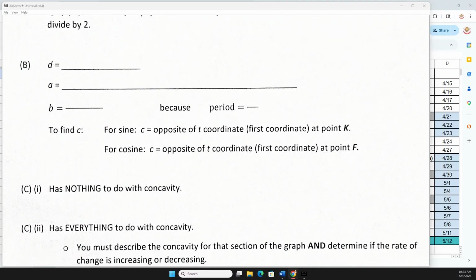Okay, do you guys remember what D stands for? Midline. That's going to be the midline. Yes, good job. All right, do you know what A is? Yes. Technically, A is the absolute value of the amplitude, but to find it, it's always going to be the distance between the midline and the max.